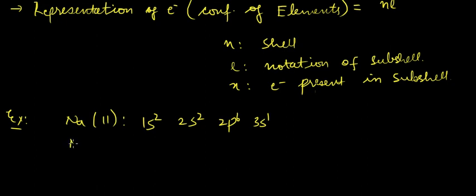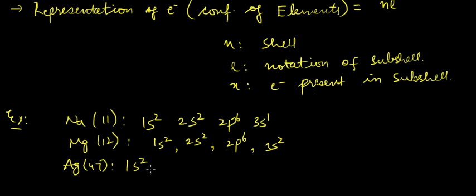Then let us see Mg12. For Mg12, first 1s2, how many are remaining? 10 electrons. 2s2, how many remaining? 8 electrons. 2p6, how many are remaining? 2 electrons. 3s2. Let us do Ag47.